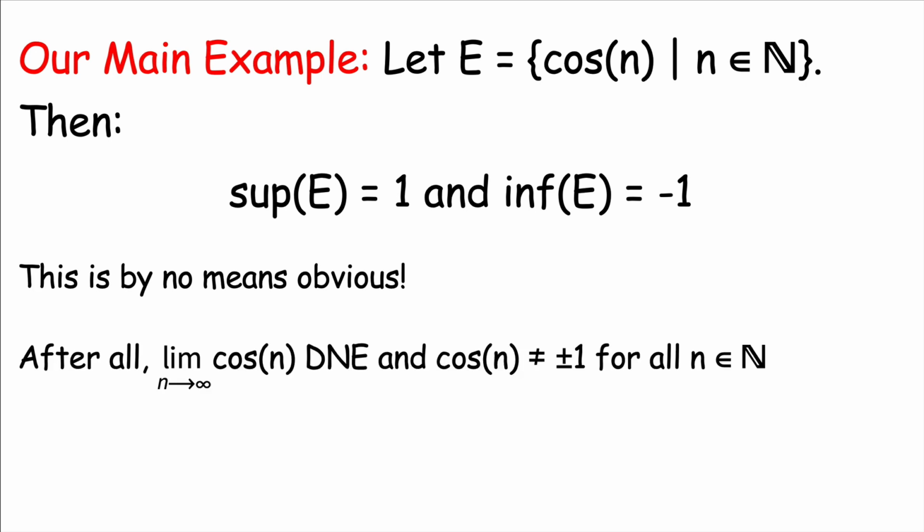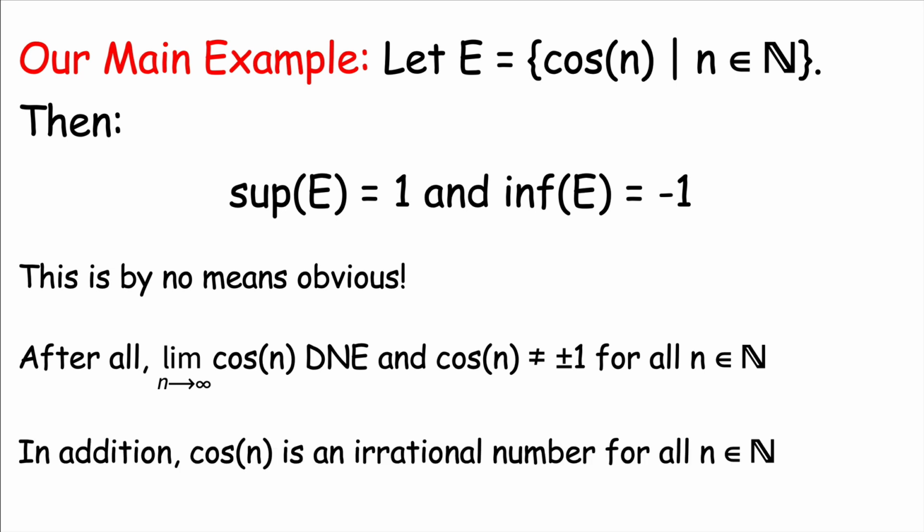After all, because of the oscillation in the cosine function, the limit as n goes to infinity of cosine of n does not even exist. Moreover, cosine of n never equals plus or minus 1 for all natural numbers n. That's because no natural number can be a multiple of pi. Even more amazingly, cosine of n is an irrational number for n equals 1, 2, 3, 4, etc.